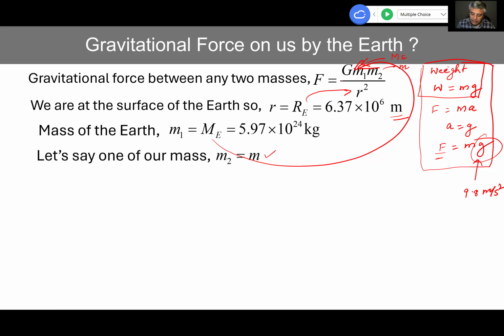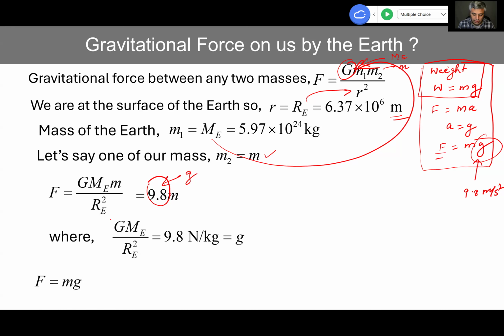So when I plug in these numbers over there and also the value of this uppercase G, what do I get? I get this. And that's where this number 9.8 comes from. Okay. And that's what we've been calling g. So in other words, g is coming from this multiplication and division of these numbers. It depends on mass of the Earth and the radius of the Earth. Okay. So when we have that, now we can replace this 9.8 by lowercase g and then m.